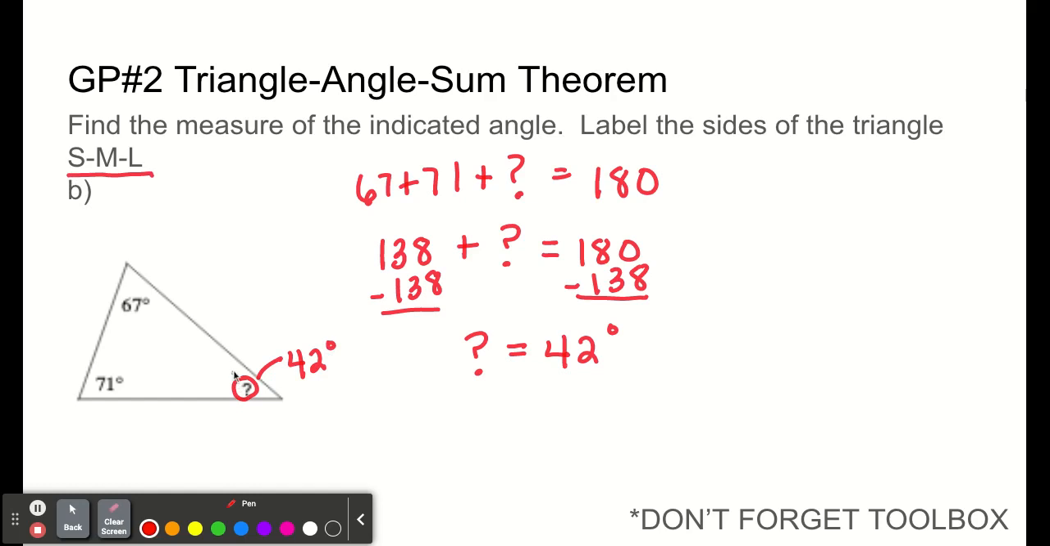And if we label for small, medium, and large, 42 is our smallest angle. Therefore, it is opposite the smallest side. 71 is our largest angle. That will be opposite the largest side, which leaves us with 67 as the medium size angle. So the side opposite 67 is the medium side. And that is triangle angle sum and labeling sides small, medium, and large of a triangle.